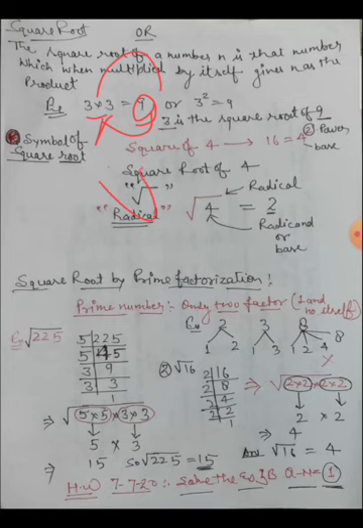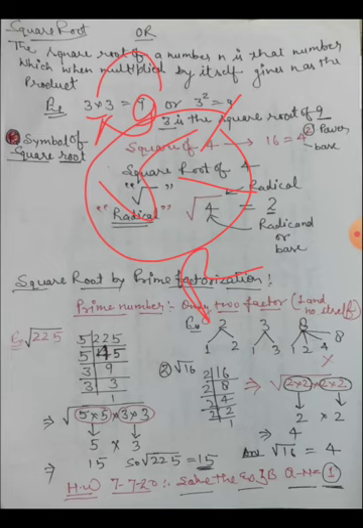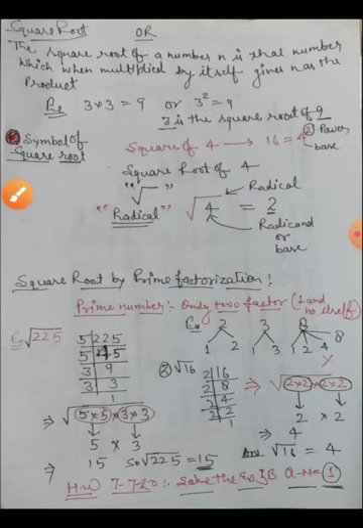और स्क्वायर रूट का सिंबल क्या होता है? This is the symbol of the square root, and this symbol is known as a radical, and the number inside the square root is known as the radicand. We can find it by two methods, prime factorization method and long division method. The long division method I will explain in the next video. In this video I will explain the prime factorization method.